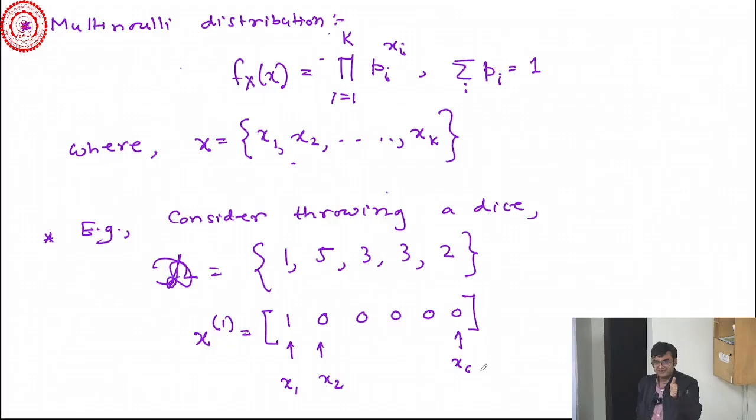P1, which is the probability of getting 1, to the power 0. P2 to the power 0, P3 to the power 1, P4 to the power 0, P5 to the power 0, P6 to the power 0. So you get 1 times 1 times P3 times 1 times 1 times 1. So you get P3. What is P3? Probability of getting 3. You see what is happening? This is your categorical distribution. This is your multinomial distribution. Clear? Please read more about multinomial distribution.